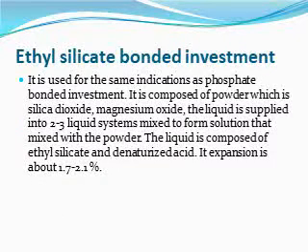Final type of the investment material اللي هي الأثل silicate bonded investment materials. من ضمن الانديكيشن مالتها انه نستخدمها as a phosphate bonded investment، وإنها هاي الانفستمنت ماتيريال تكون متكونة من باودر من اسمها السيليكا دايوكسيد magnesium dioxide and the liquid is supplied into 2-3 liquid system mixed to form solution that mix with the powder. The liquid is composed of the ethyl silicate and denatured acid. Then it is expansion about 1.7 to 2.1.